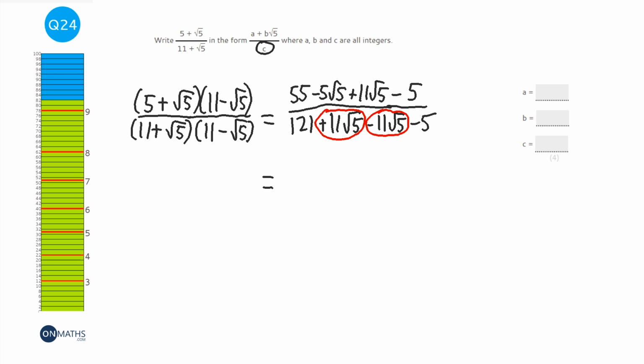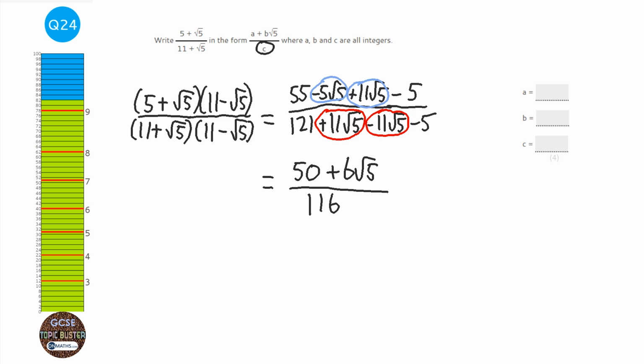So let's simplify the top. 55 take away 5 is 50. And minus 5 root 5 plus 11 root 5 is going to be, well, if you think about it, you've got 11 of something and you're taking away 5 of it. Well, you're left with 6 of it. So it's plus 6 root 5. Okay, now let's go through the bottom. Well, the two middle ones have cancelled each other out, so it's 121 take away 5, which is going to be 116.